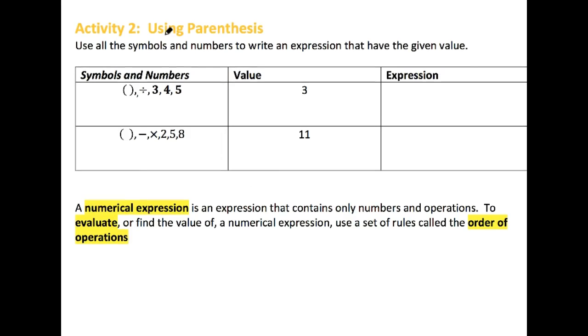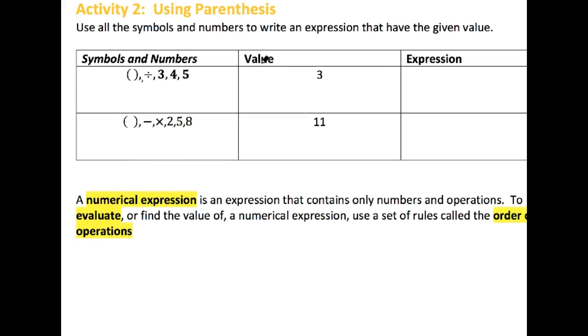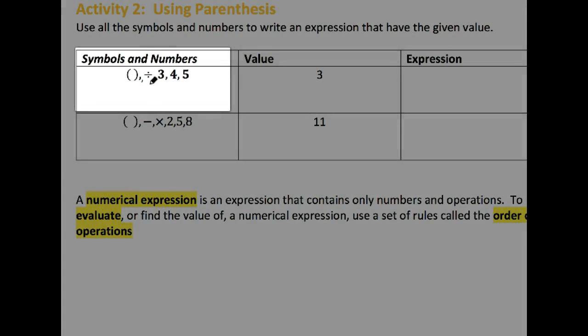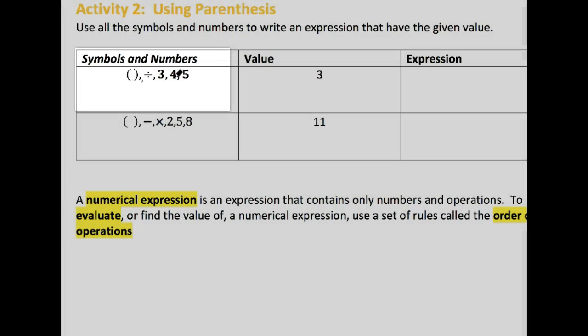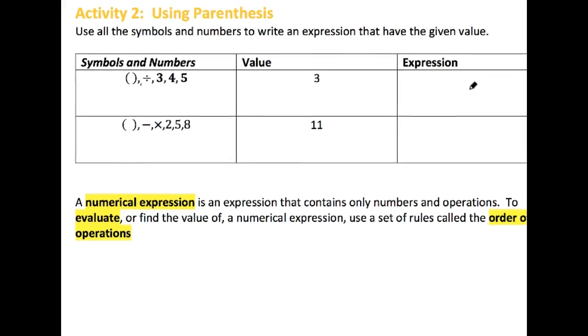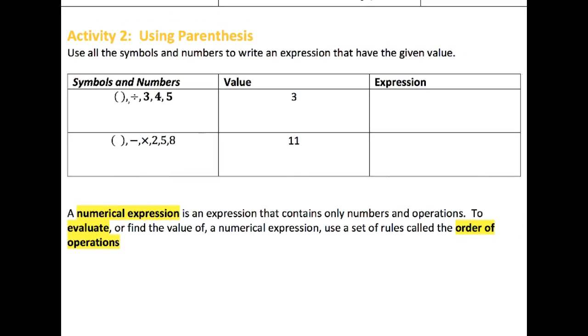So in the second example, we have to use all the symbols and numbers to write an expression that gives us the given value, 3. Okay, so let's just take a minute. I'm going to pause here and see if you can come up with it. We're going to use a set of parentheses and the division sign and the numbers 3, 4, and 5 and come up with the value of 3. So I'm going to pause here and see if you can come up with that expression right here in the right box, and we'll see in a second.